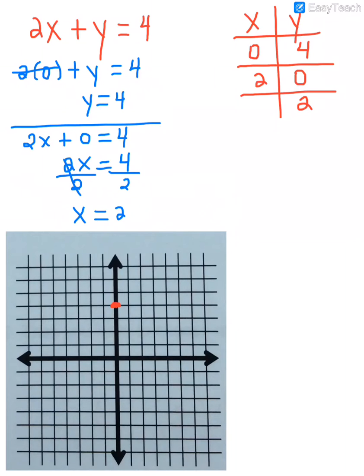So I plugged in 0 for y, and I got out 2 for x. So to plot this point, 2, 0, my x is 2, so I'm going to go to the right 2 spaces, and then I don't go up or down because my y is 0. And then for the last coordinate that they gave us, the y coordinate of 2, I'm going to plug in 2 for y, and then solve the equation.